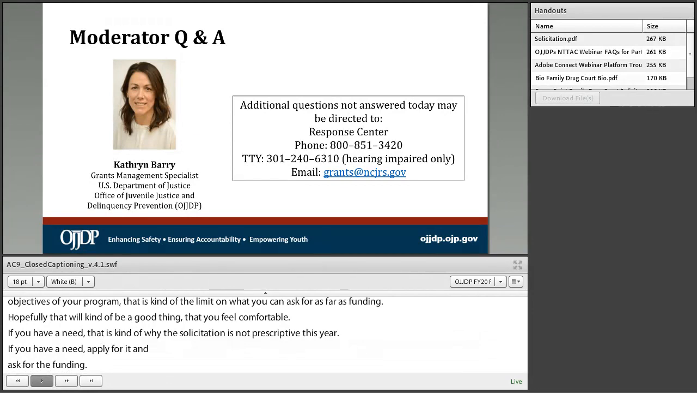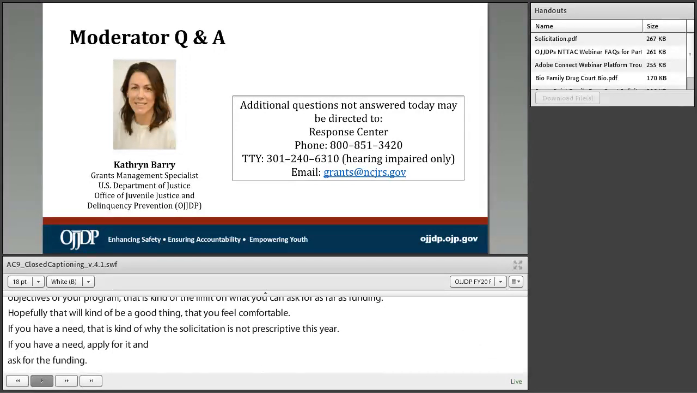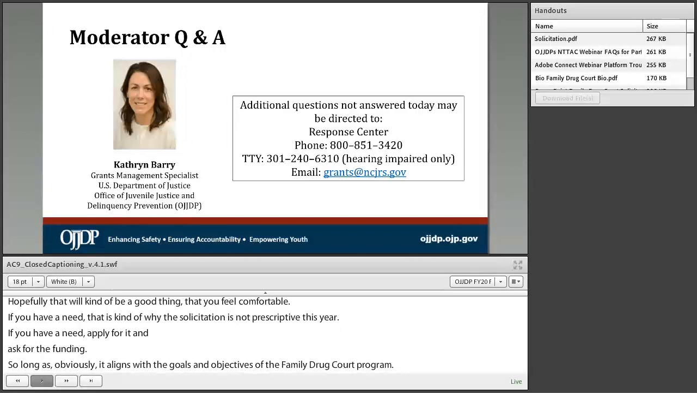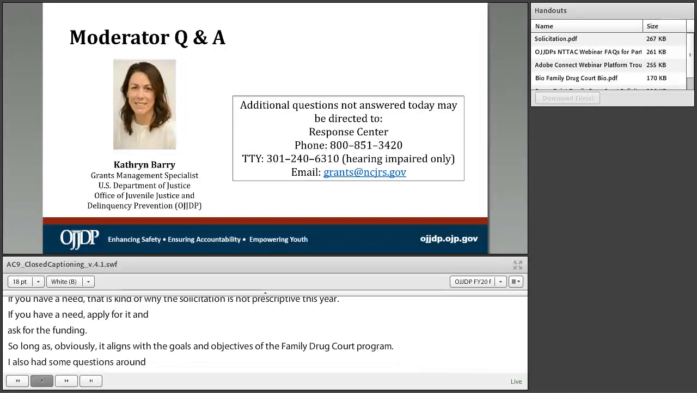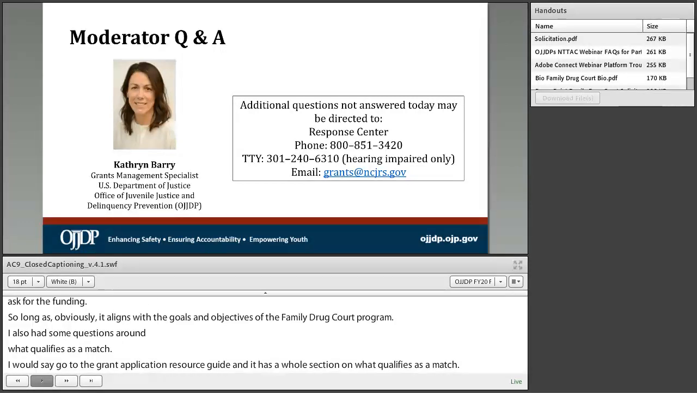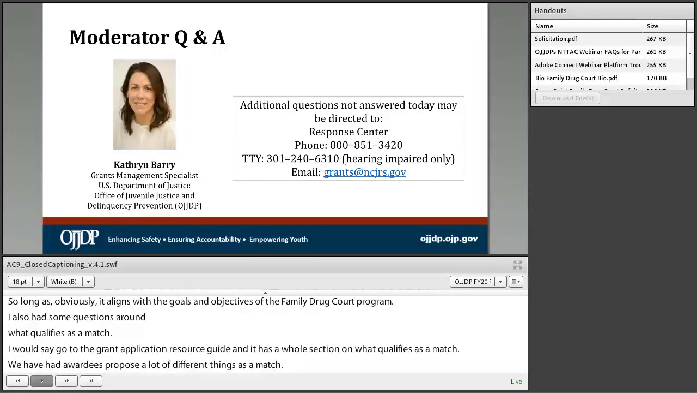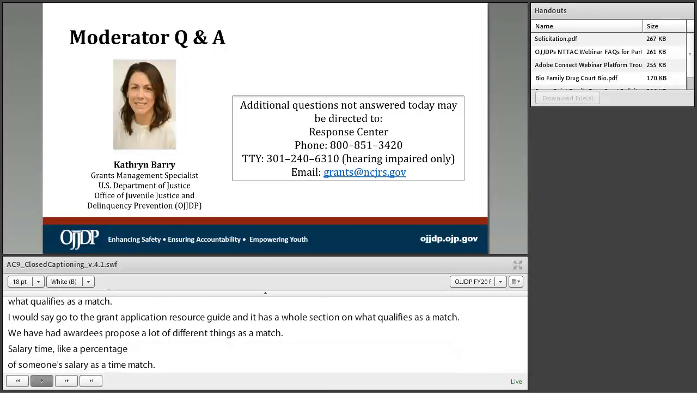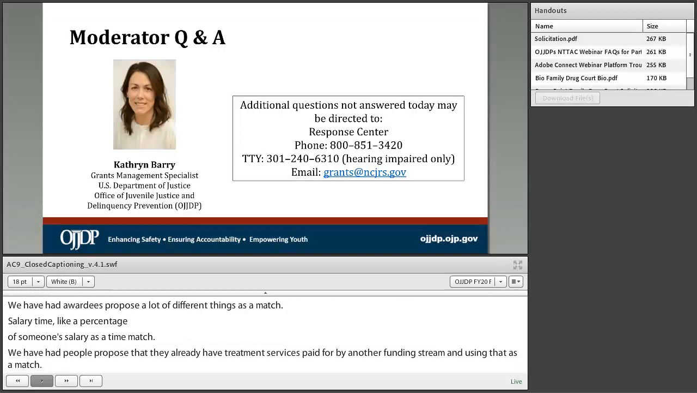I also had some questions around what qualifies as match. I would say definitely go to that grant application resource guide, which has a whole section on what qualifies as match. But we've had awardees propose lots of different things as match. Salaried time, like a percentage of somebody's salary as in-kind match. We've had folks propose that they already have treatment services paid for by another funding stream, so they're using that as match. There are lots of different things you can use as match, but it is detailed in that application resource guide, so I would invite you to take a look at that and read up on it for sure.